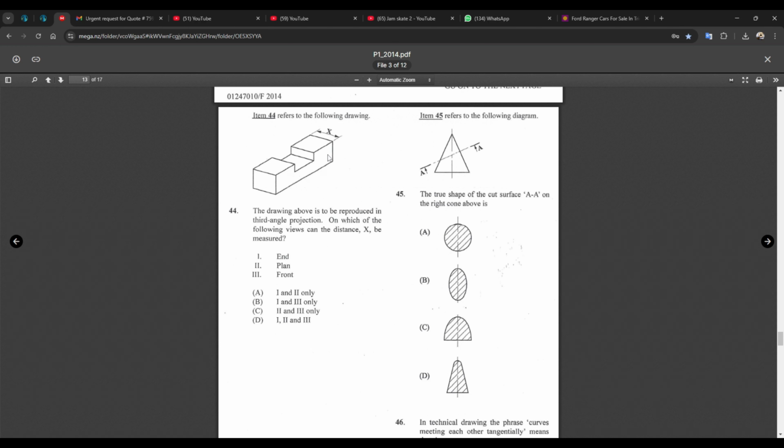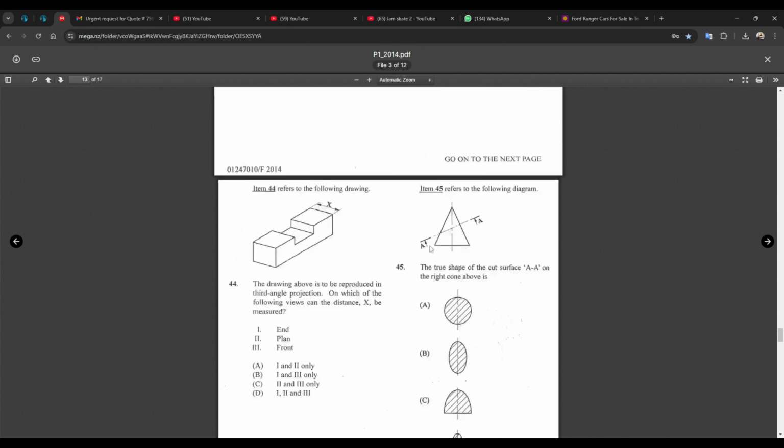So let's assume that this side is the front. So the side with X will be one of the side elevations or end elevations. You'll definitely see it from the plan. So the plan must be in the answer. So 2 must be in the answer. So B is out because B doesn't mention the plan. And D is out because D says all 3. The answer is actually the plan and the end. So that's 1 and 2. So the answer is A.